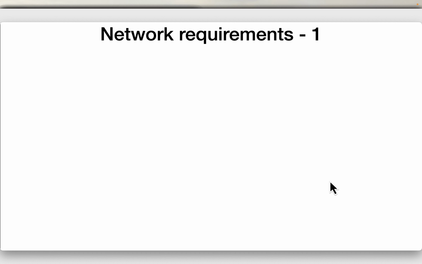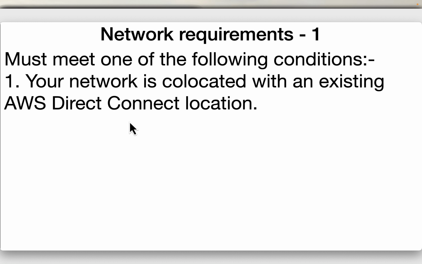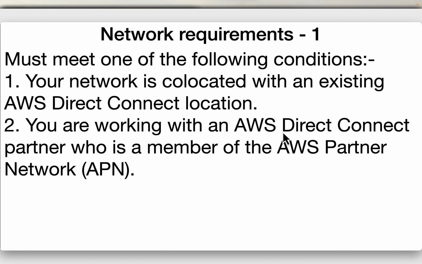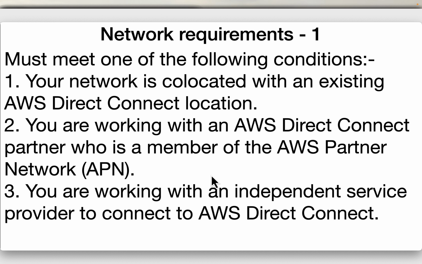Okay, some network requirements. These are just some technical requirements to be aware of. Your network is co-located with an existing AWS Direct Connect location, or you are working with an AWS Direct Connect partner who is a member of the AWS Partner Network (APN), or you are working with an independent service provider to connect to AWS Direct Connect. So you should meet one of the three conditions. Only then will you be able to place your router, either by yourself or through some partner.